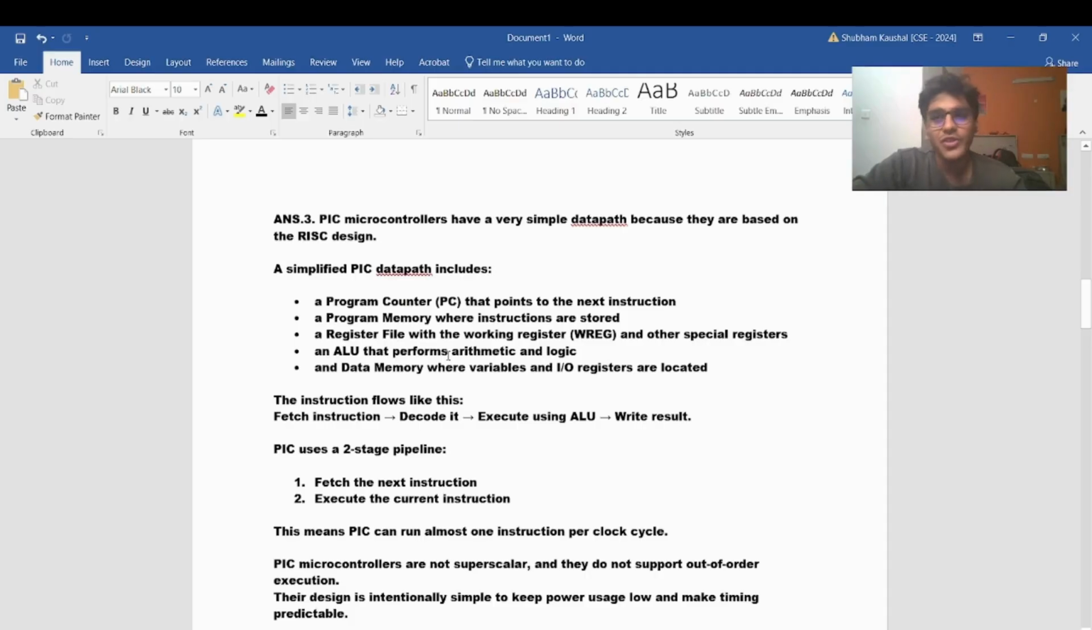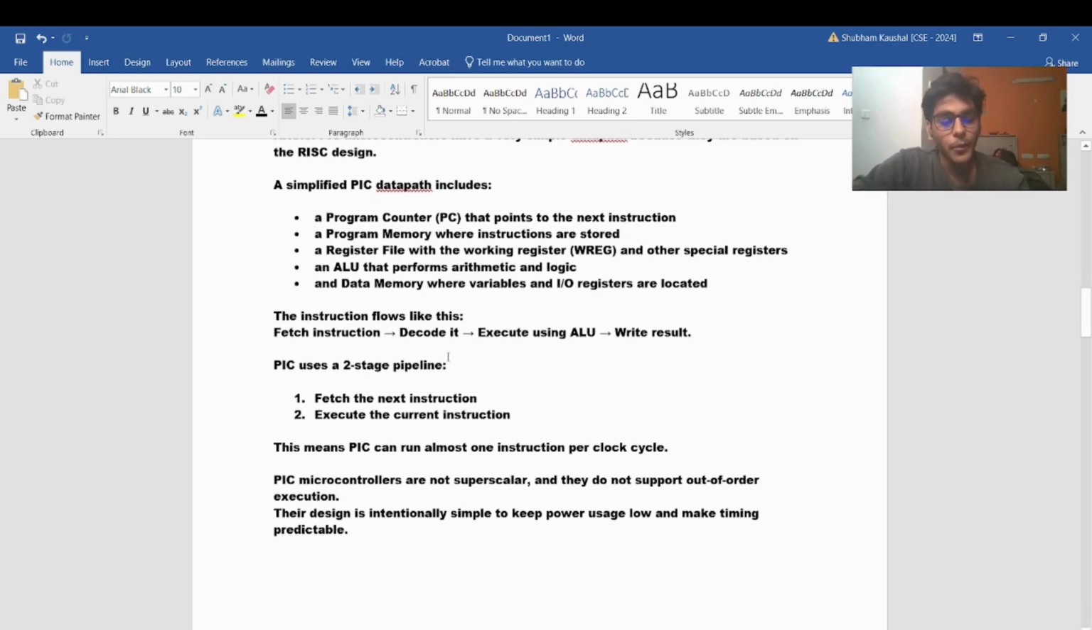And the instruction flow is very simple. We start with instruction fetch as we've studied in the class, and then we go on to decode it, and then execution is done using the ALU, and then the result is written. So it's a very simple flow of instructions. So the PIC uses a two-stage pipeline. First, we will fetch the next instruction, and then the execution takes place. And that means the PIC runs one instruction per cycle, so it's quite quick, right?